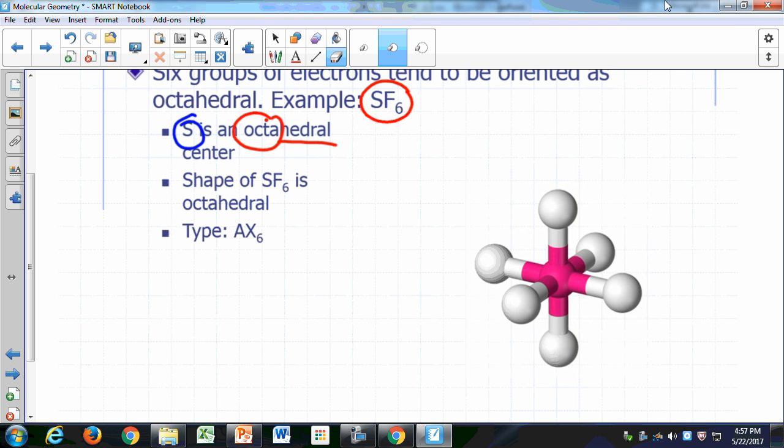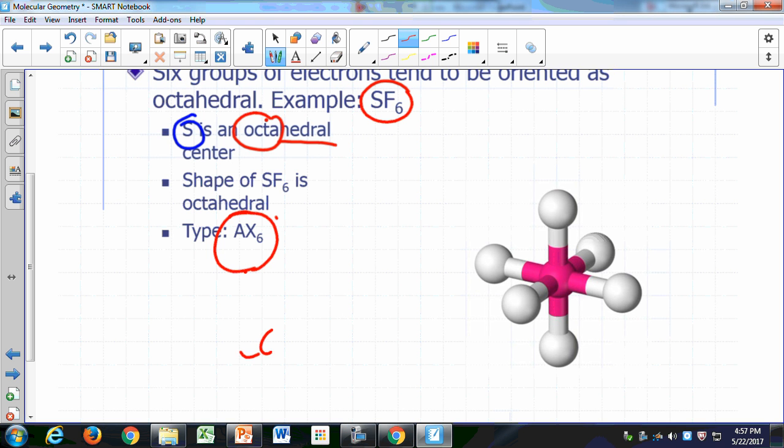The shape of the SF6 molecule is also octahedral because you have 6 electron domains, and each one of those has an atom at the other side. So to describe the shape of a molecule, you describe the geometric figure that would be traced by the location of the atoms. Okay, so sulfur is an octahedral center. The shape is also octahedral. This is type AX6. There are 6 atoms attached to the central atom.